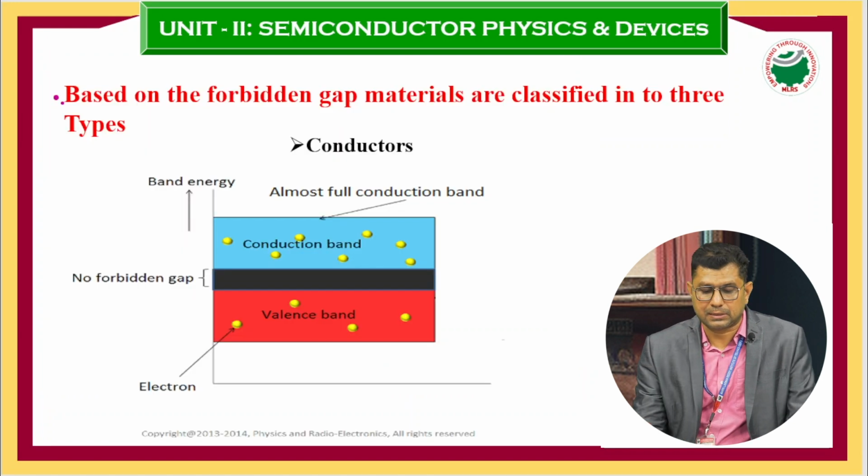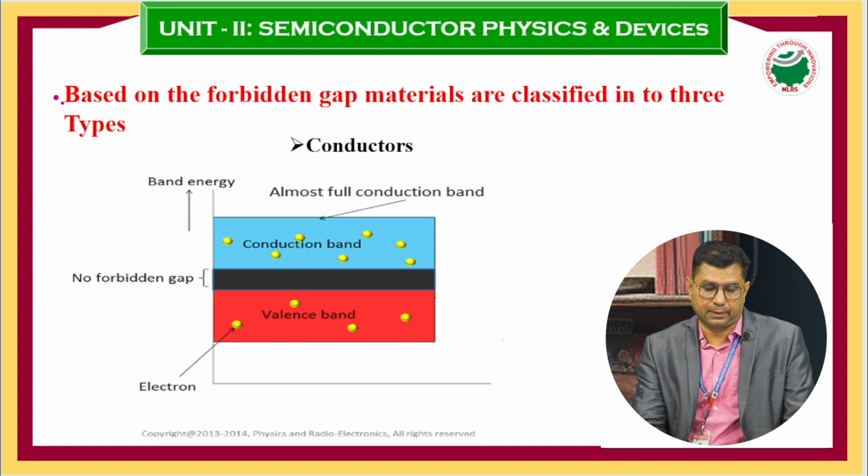The first one is the conductors. In conductors, the valency band and conduction band overlap, so the energy gap is 0 electron volts. When there is no energy gap, the electrons can freely move from the valency band to the conduction band. No additional energy needs to be supplied to move electrons from the valency band to the conduction band.